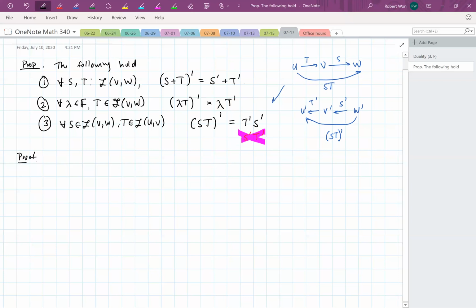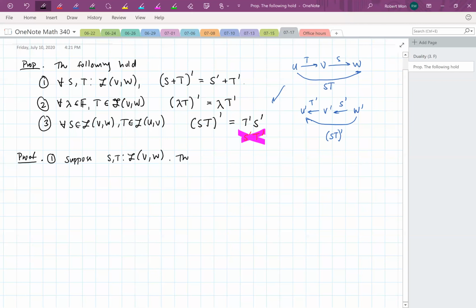Okay, so these are really just computations that need to be checked. So let's do the classic thing where I'll check additivity, and then I'll leave it to you to check homogeneity, the scalar multiplication. And then let's also check function composition together. Okay, so let's prove part 1. So suppose that S and T are linear maps from V to W.